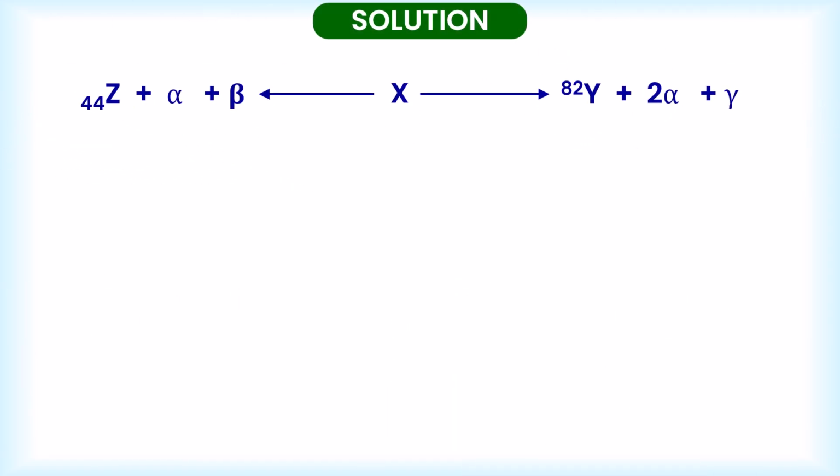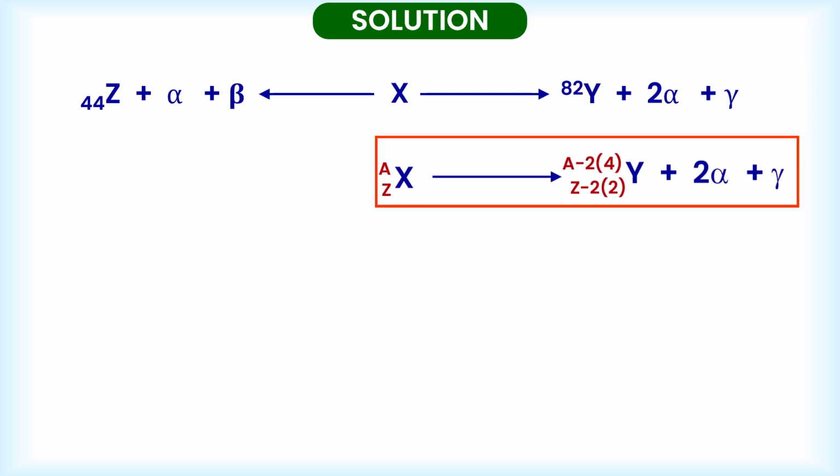Let us now solve the question. First, let us focus on the part where X emits 2 alpha particles and 1 gamma radiation to form Y, which has a mass number of 82. Let the mass number of X be A and the atomic number be Z.